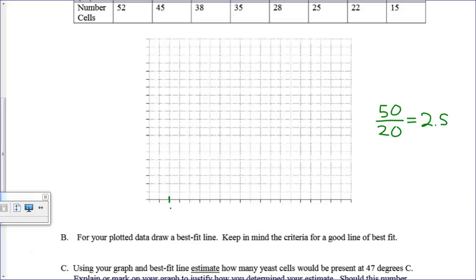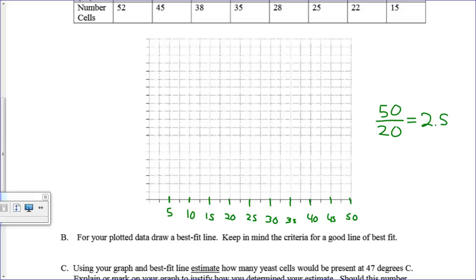All right, so if each box represents on the x-axis 2.5 units, then if we go 2 boxes, we get to 5, and then 2 more boxes gives us 10, and then 15, and then 20, and then 25, and then 30, 35, and then 40, 45, and then 50. And so then we've scaled it so that we've got perfectly 50 on there.